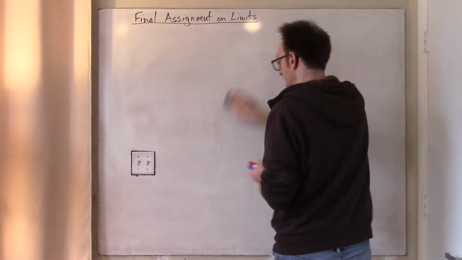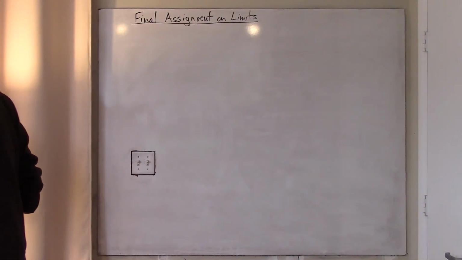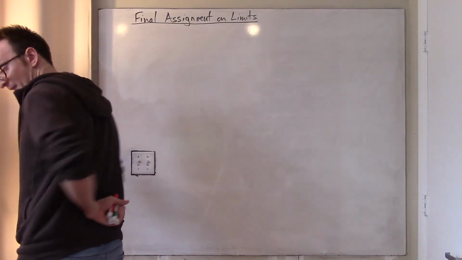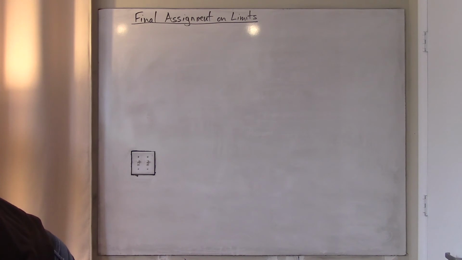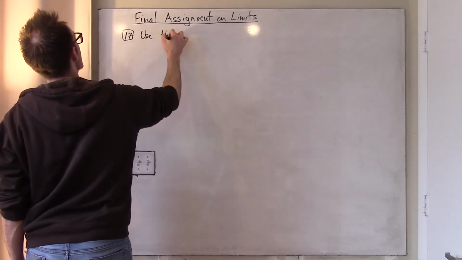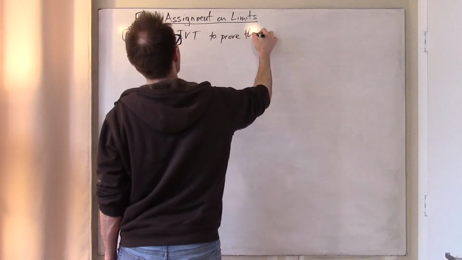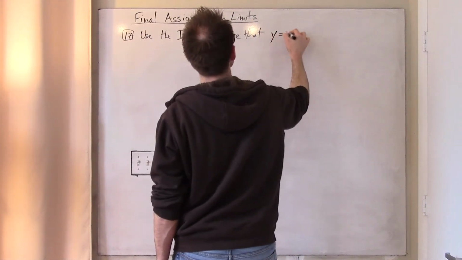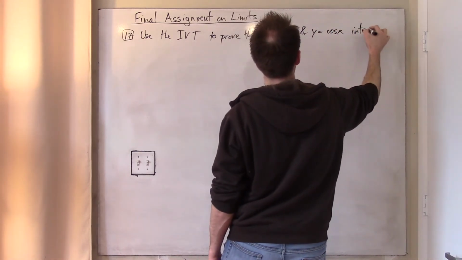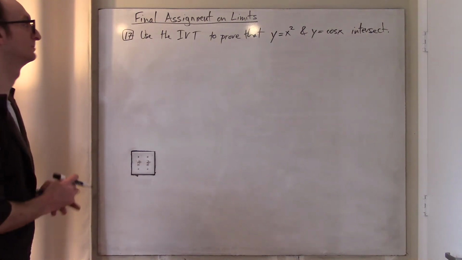Well, okay, yeah. The problem says, use the intermediate value theorem to prove that y equals x squared and y equals cosine x intersect. So whatever problem this was, the last problem, 17. Use the intermediate value theorem to prove that y equals x squared and y equals cosine x intersect. Okay, what is this even talking about? Well, let's make a picture.